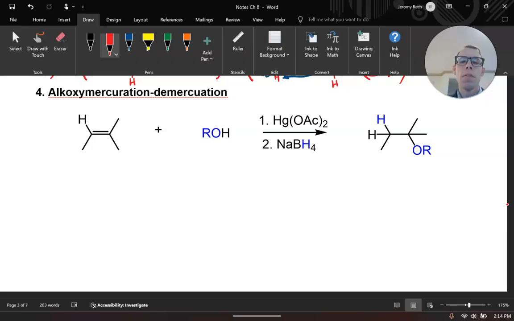If you react an alcohol, and this can either be water, or this is one nice thing about this, if instead of water you have ethanol, for example, you could add an ethoxide rather than just an OH. But if you take an alcohol, either water or an ROH, and you react this with your mercury compound and then reduce it with sodium borohydride, you can add your H and your OH or your OR in a Markovnikov way with no chance of undergoing rearrangement.